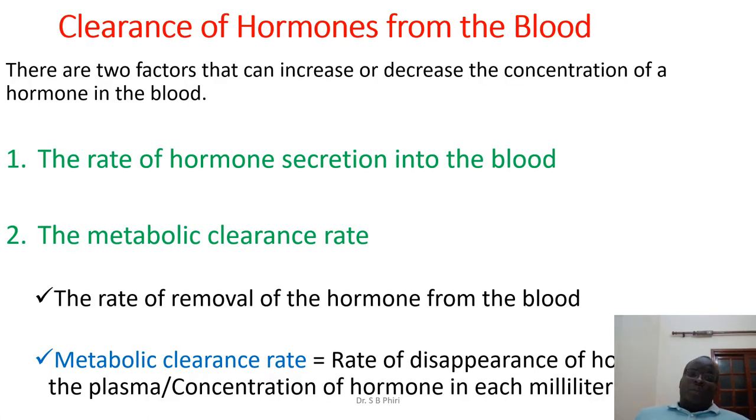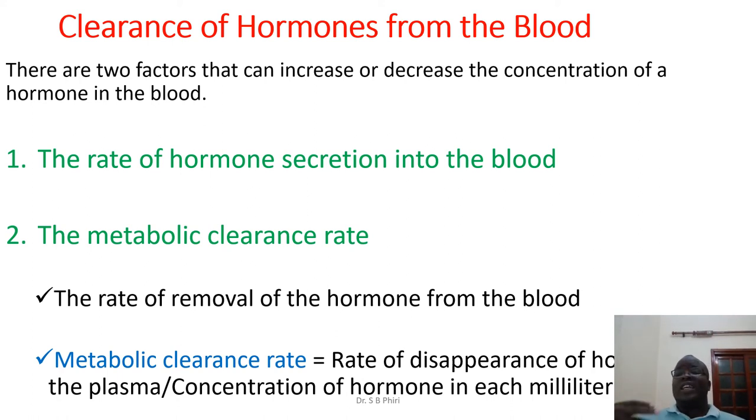Okay, so this is the last slide now. We are looking at the clearance of hormones from the blood. So we now have a general picture of how the hormones are going to activate the receptors and the responses that you can get when that happens. So once the hormones have done their function, how are they going to be removed from the body?